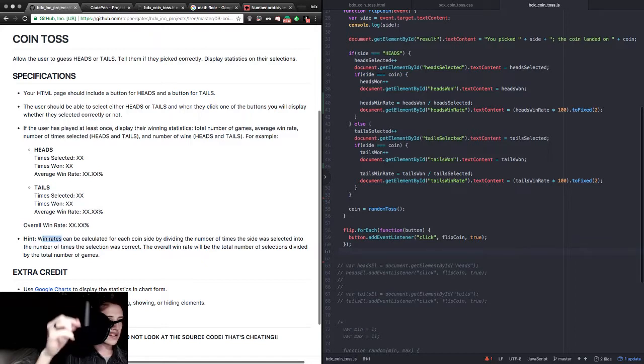Hint. Win rates can be calculated for each side of the coin by dividing the number of times the side was selected into the number of times the selection was correct. The overall win rate will be the total number of selections divided by the total number of games.